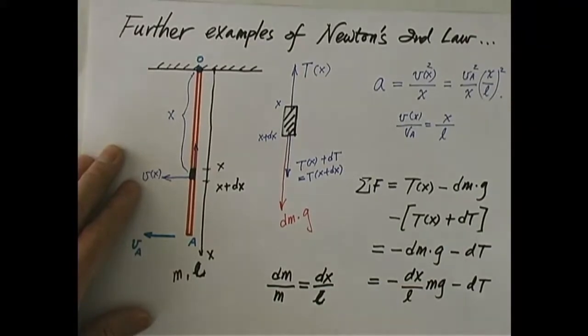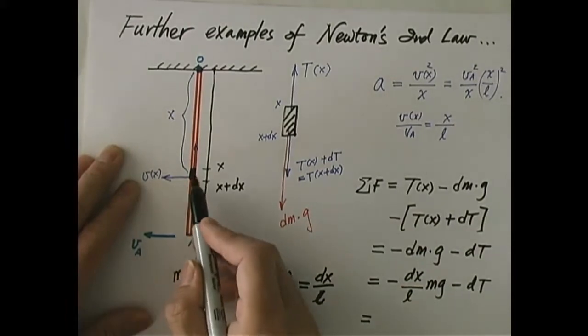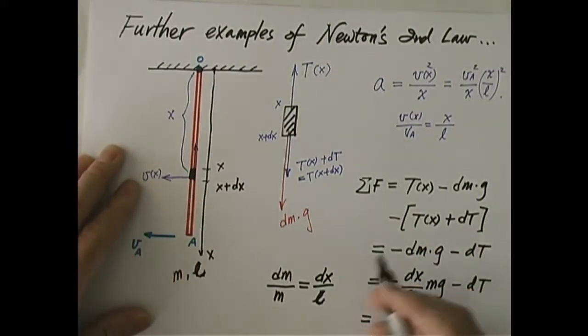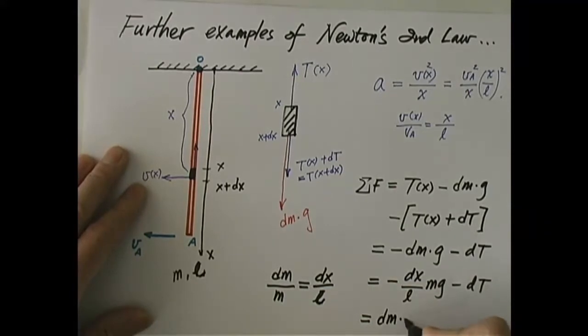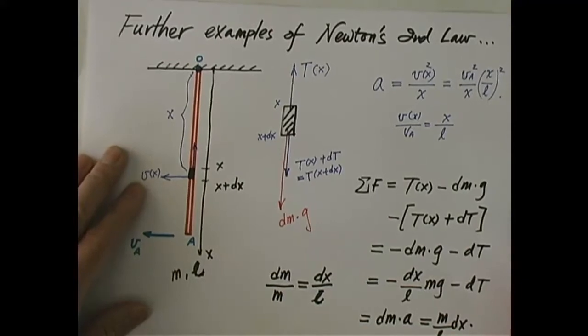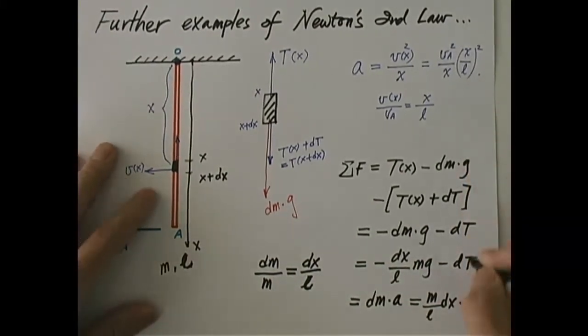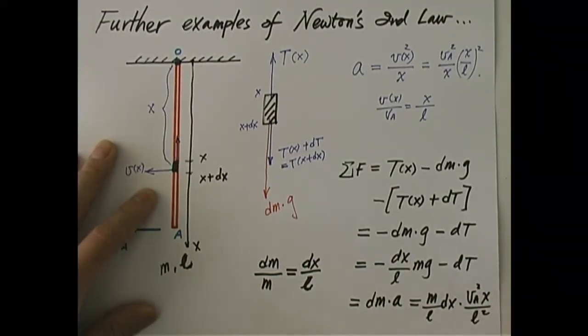That's the net force. But what is that equal to? Isn't that equal to mass times acceleration? Mass is dm, which I know. It is dm times a, which is equal to, dm is right here, m over L dx. A is right here. I have to plug in the value for a now, which is, I'm just copying this, V_A squared x over L squared. I'm just solving it. x squared over x, then divided by L squared.